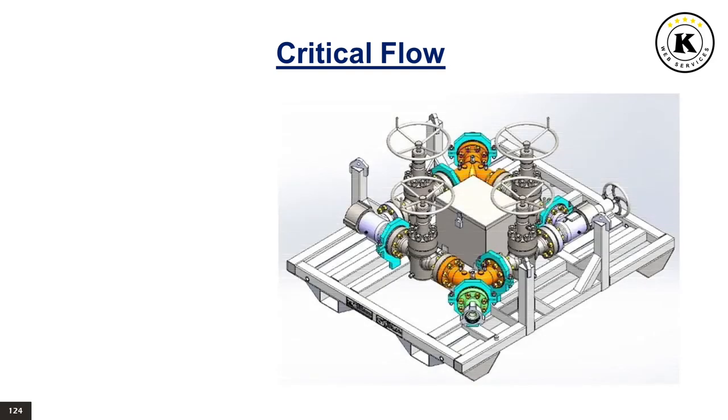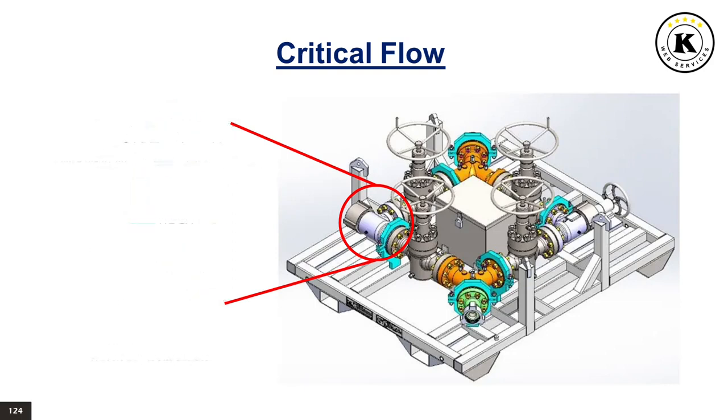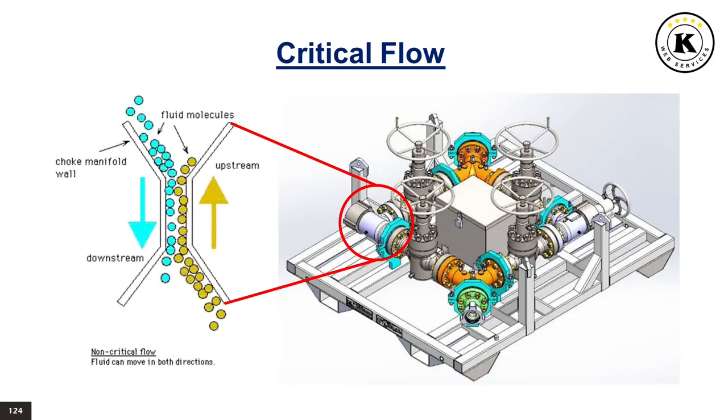Critical flow occurs when the flow velocity in a channel equals the wave velocity generated by a disturbance or obstruction. In case of a critical flow condition, the fluid can only move downstream. The amount of fluid coming down is so great that no fluid can flow upstream. In case of a non-critical flow condition, the flow can move in both directions, which will badly affect the pressure and flow rate upstream the choke and the data recorded on the downhole gauges.